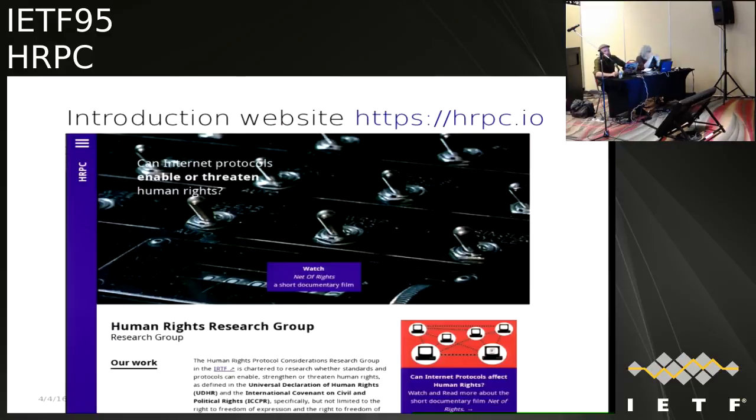To make this topic more accessible for people who are not necessarily going to every IETF, we created a website, hrpc.io, which introduces the work, gives an overview of the drafts, and also the film that was screened at the last IETF, Net of Rights, can be seen there. After every IETF or intermediary meeting, we'll also put short reports and some links there. You can also see the mailing list traffic there, to give people a low barrier of entry and more accessibility to the work.